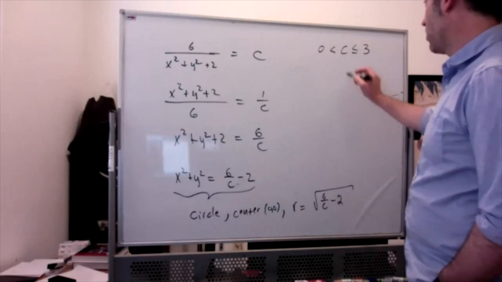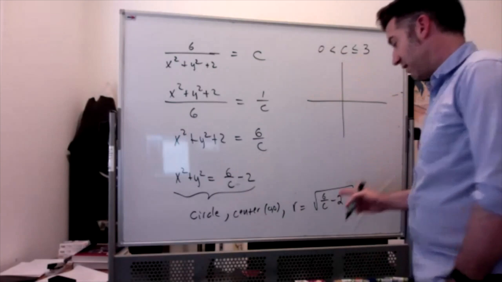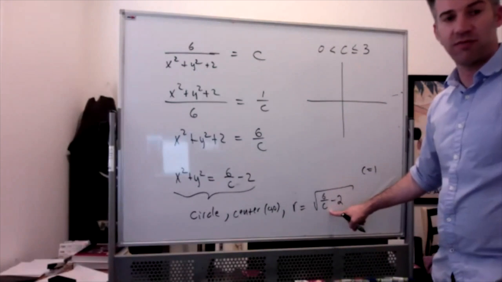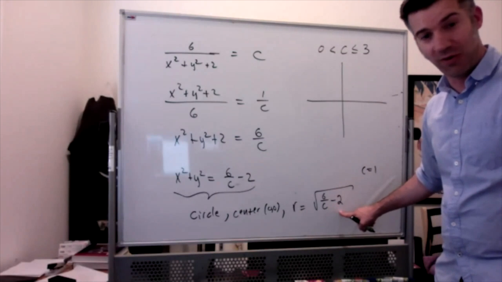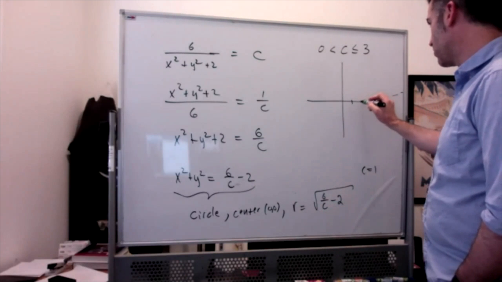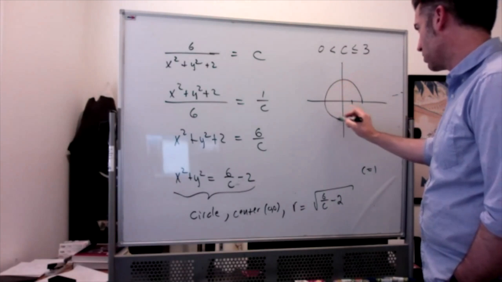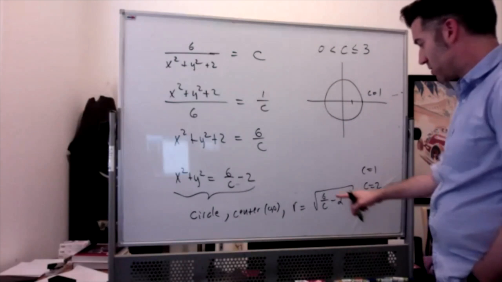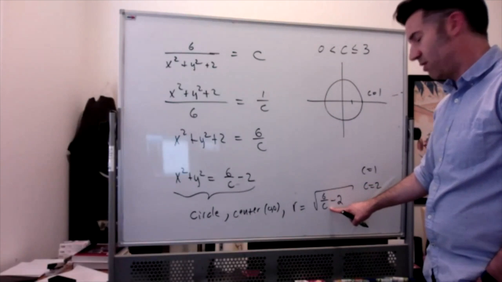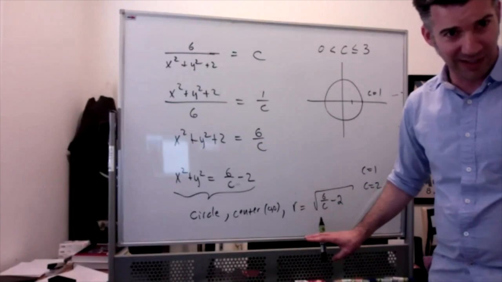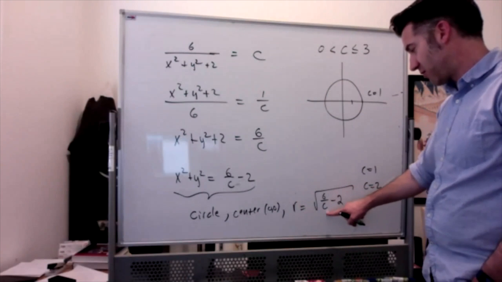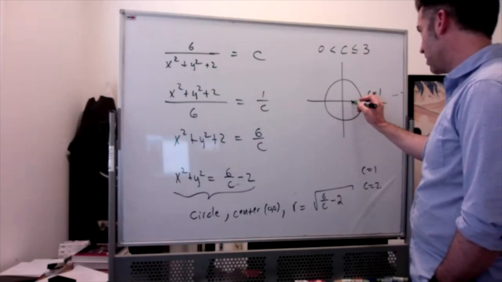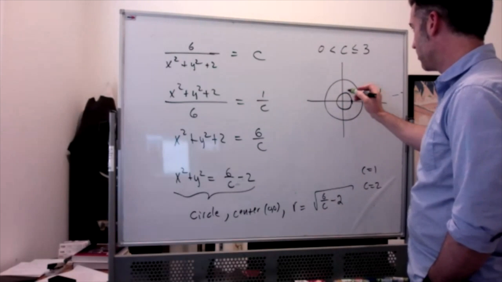If I was trying to draw the level curves, if c was equal to 1, I'd get 6 over 1, which is 6, minus 2 is 4, square root of 4 is 2. So for c equal to 1, I get a circle of radius 2. And if c is equal to 2, 6 over 2 is 3. These numbers work, this example worked out very nicely. 6 over 2 is 3, 3 minus 2 is 1, square root of 1 is 1. So if c equals 2, that's a circle of radius 1.